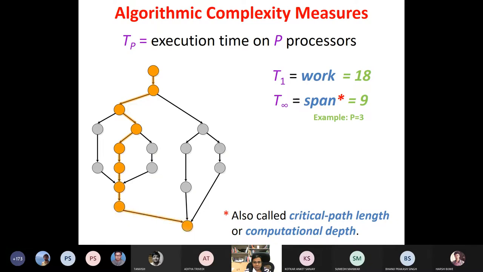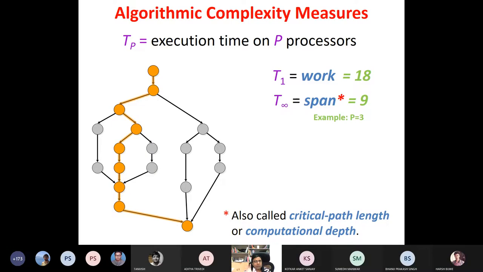I am doing some animations. Okay, are you able to see the animations? Yes, sir. This is work. So this is a span. Okay, so whatever the 9 taxes, whatever you are seeing, so these are on critical path. Okay, this is span, also called critical path. Okay, so this 9 taxes, this will take 9 unit of time because all are unit execution time.